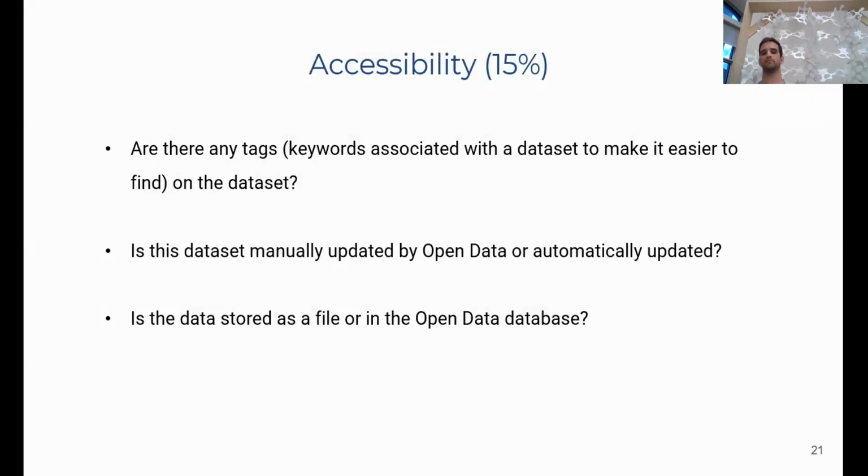Next, accessibility. We make sure that data sets have been given little keywords or tags so that they're easy to find, kind of like in Google search, when you can go to our homepage, look up disease, and you might find COVID.